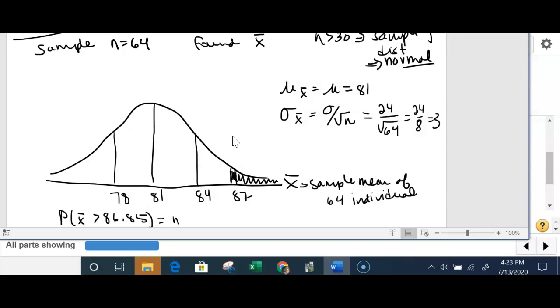You're going to go to normal CDF. And the lower value of this region is going to be 86.85. The upper region is going to be infinity, because it keeps on going forever. We don't have infinity on our calculator, but we're going to show you what to do with that. Your mean is 81, and then your standard deviation is going to be your 3.